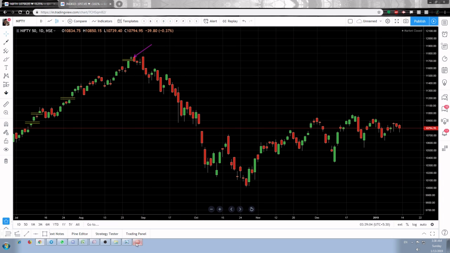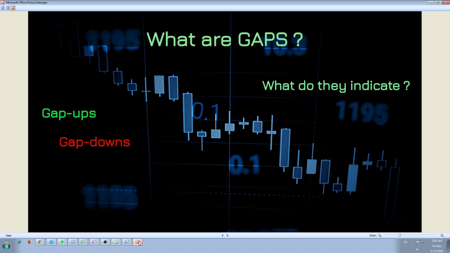So I hope that is clear, guys. I hope I was able to explain all the things about the various types of gaps and gaps as a whole to you. I hope you got the point, and I hope it helps. And that's it from my end, guys.